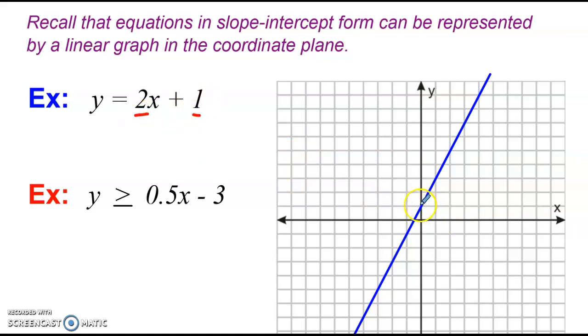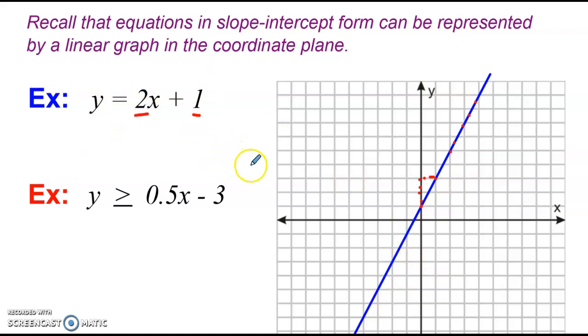As you can see right here, it hits the y-axis at positive 1, and then it goes up 2, right 1, that's where you get the slope of positive 2. So when we were studying this, we learned that all points that fall on the line, which there are infinitely many, are solutions to this equation. You could take any of those ordered pairs that fall on the line, substitute them for x and y, and it would make a true statement.